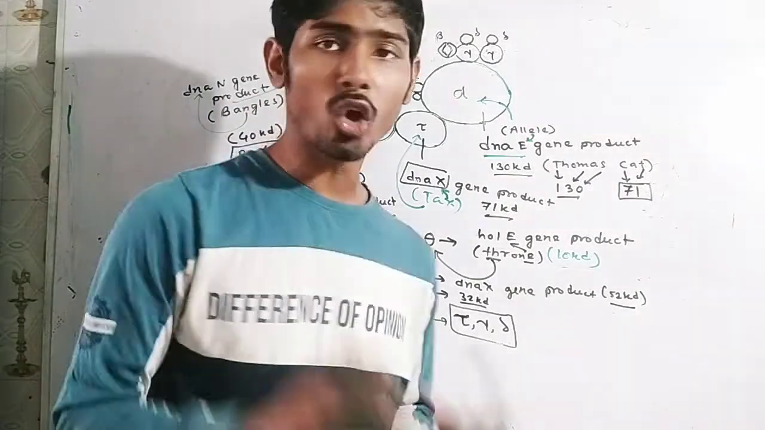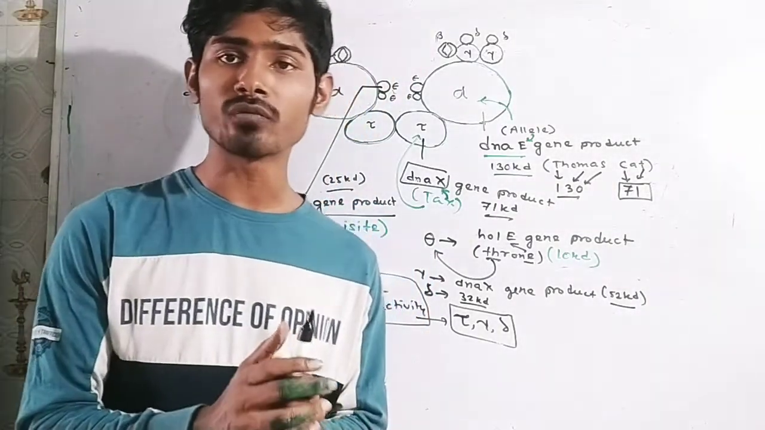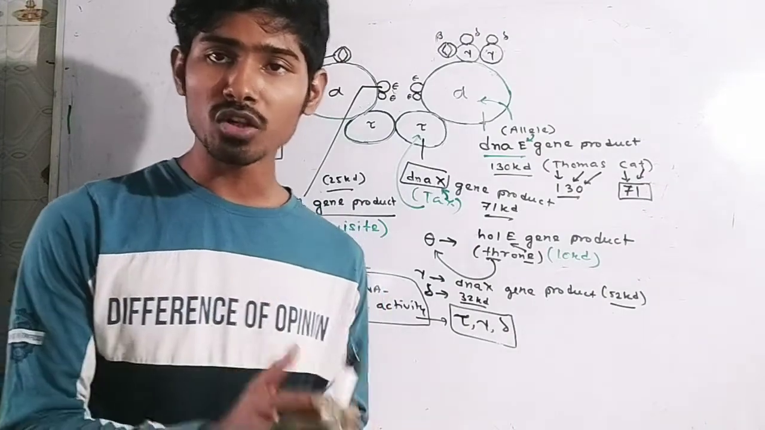So that's all about the simplified version of the DNA polymerase 3 holoenzyme in E.